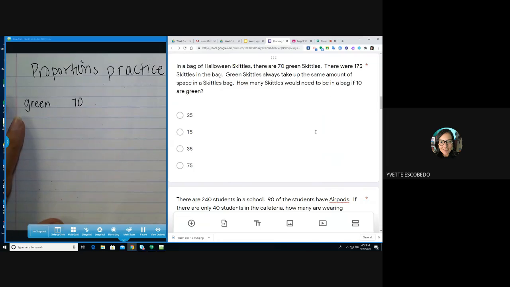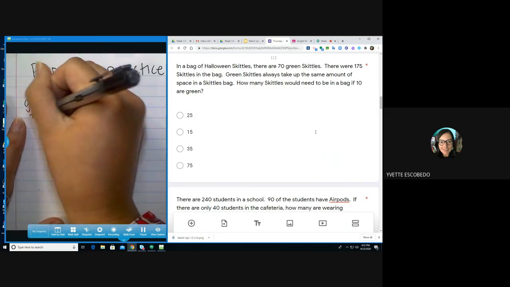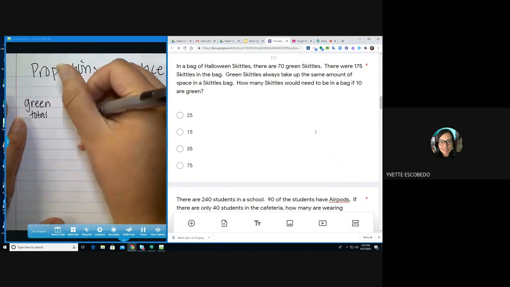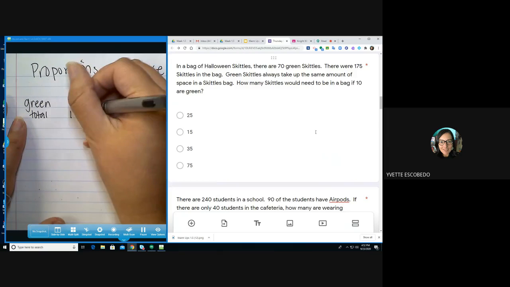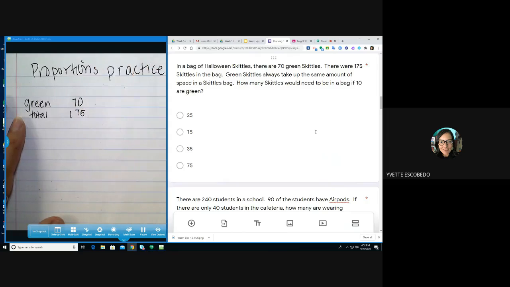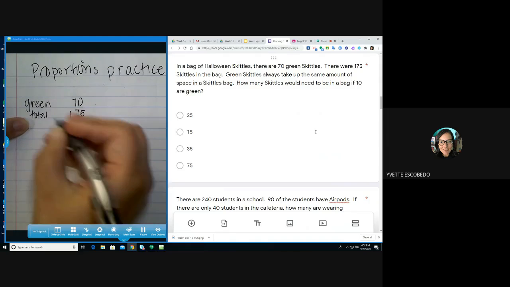Then it says there were 175 Skittles in the bag. So they're giving you a total. So the total Skittles, there's 175. So I'm just labeling what I have. I've got green Skittles, there's 70 of them. I've got 175 total Skittles in the bag. Let me start my table.